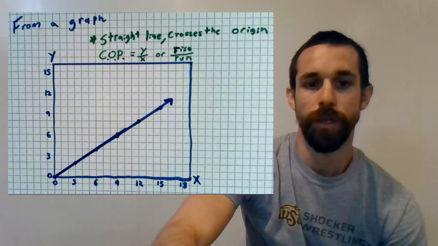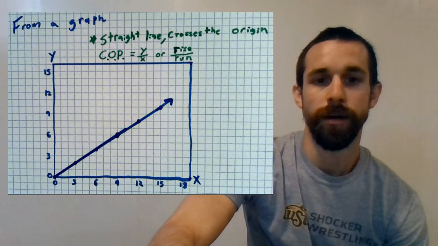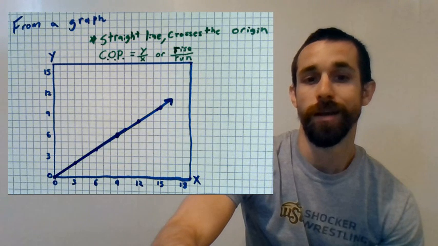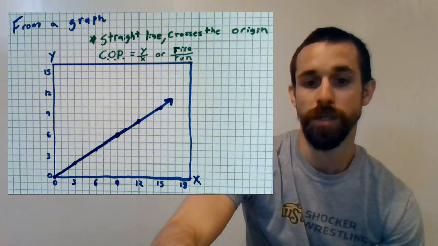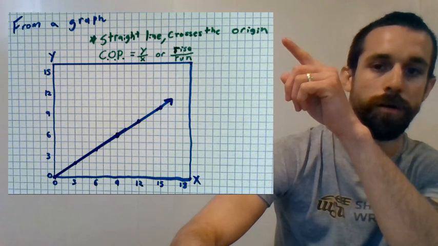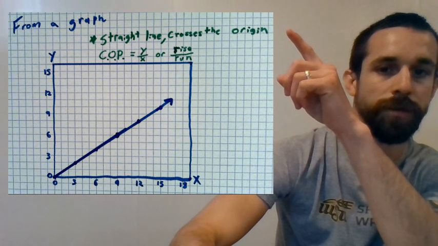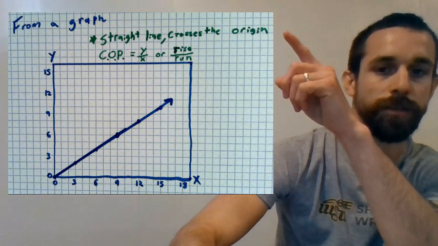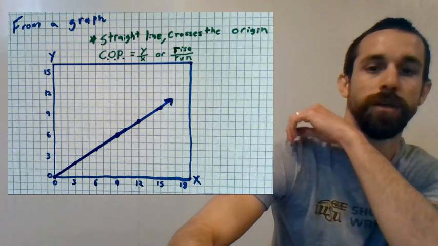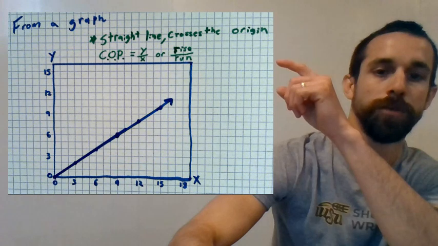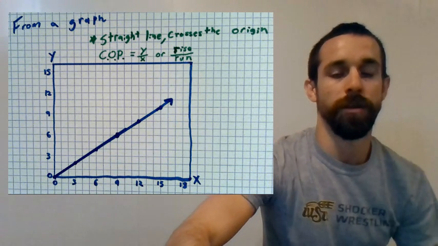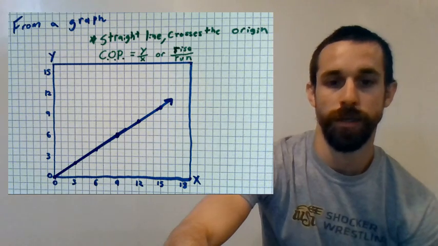So in this example, we have a line, and I need to determine whether it's proportional and decide what the constant of proportionality is. So the two things that we need to remember are, to be a proportional relationship, it has to be a straight line that crosses the origin. In this example, yes, it is straight. It does go through the origin. Now we have to figure out what the constant of proportionality is, and it's always going to be y over x, and you can think about that as rise over run.